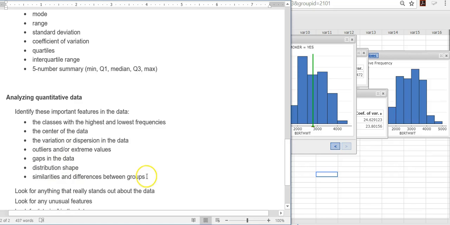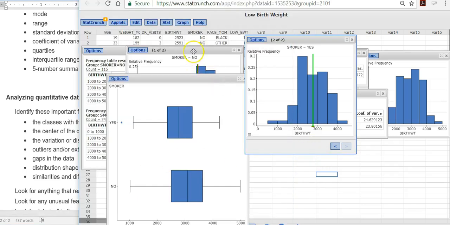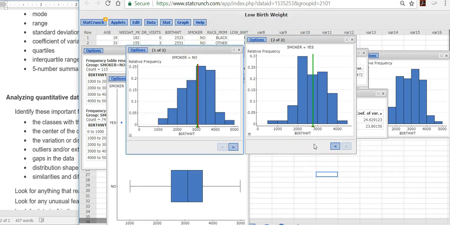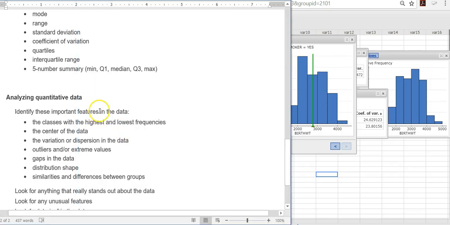And then the main thing, if you're trying to compare data for two different groups, is to look for similarities and differences between the groups. We talked about several different things that were different about the two groups. We didn't talk too much about the similarities because we didn't find that many of those. One similarity would be that the means and the medians were both very close together for both groups. So all of these things are what I would call important features in the data. When I ask you to analyze your data for the tigers, since you'll be looking at quantitative variables, these are the kinds of things I'll be asking you to look for.